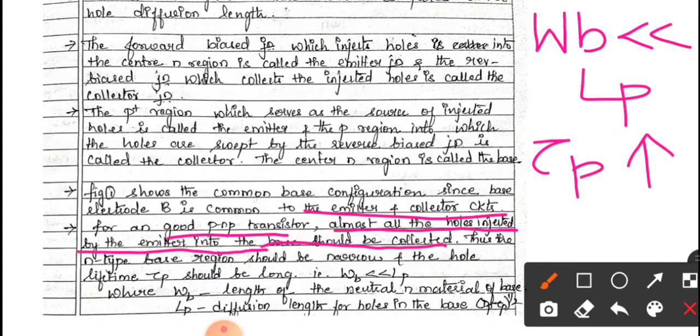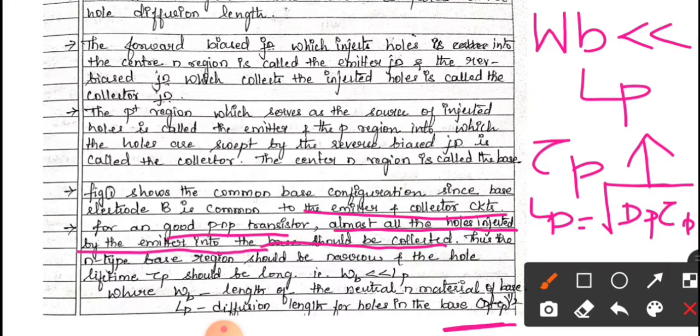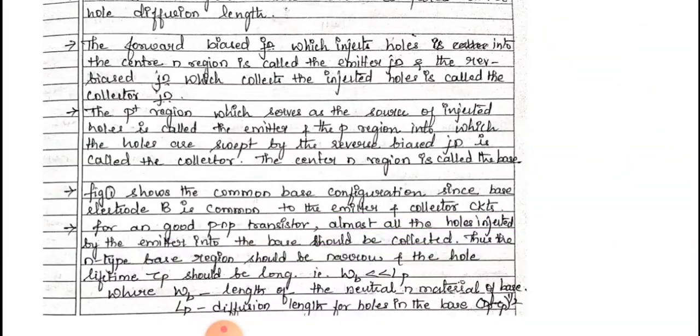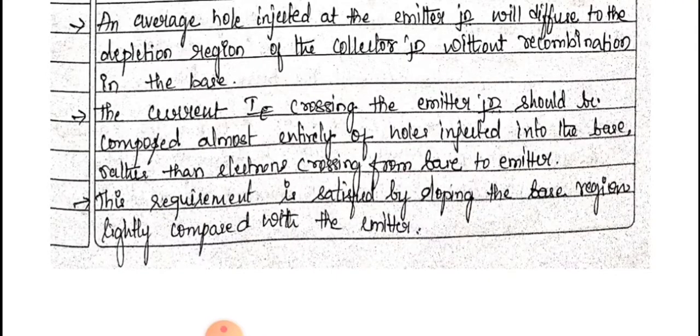So τp should be long. Here WB is the length of the neutral N material of the base and LP is the diffusion length for holes in the base. The equation for LP is LP equal to root of DP τp, where DP is the diffusion coefficient. So an average hole injected at the emitter junction will diffuse to the depletion region of the collector junction without recombination in the base. The hole injected at the emitter junction should reach the collector junction without recombination.